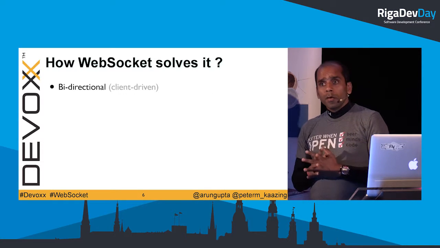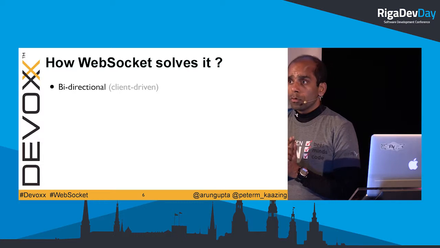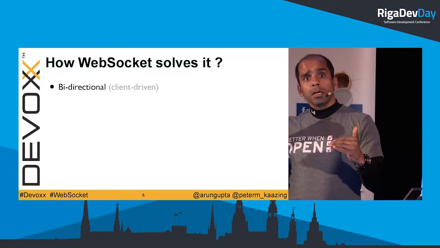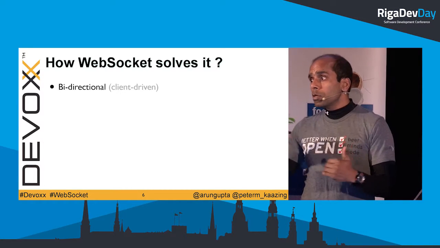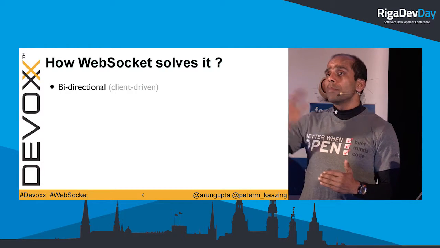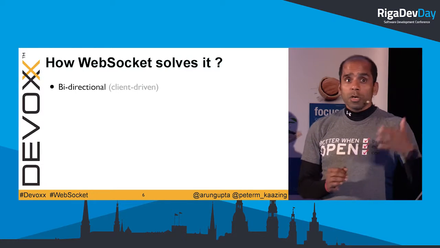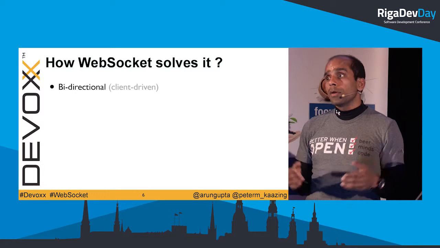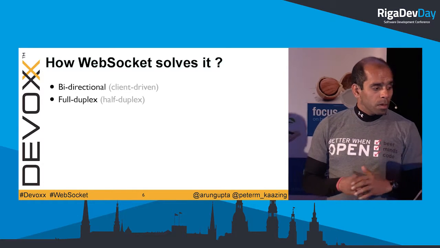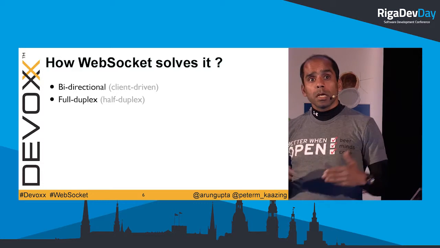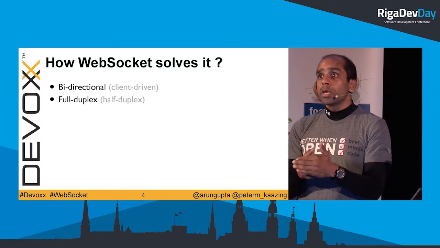Well, first of all, WebSocket is a bidirectional protocol. What that means is the client can send a message to server, and server can send a message to client. So that makes it bidirectional. It's not just client driven. At any given point of time, they can talk to each other. It's a full duplex protocol. That means they can both talk to each other at the same time.